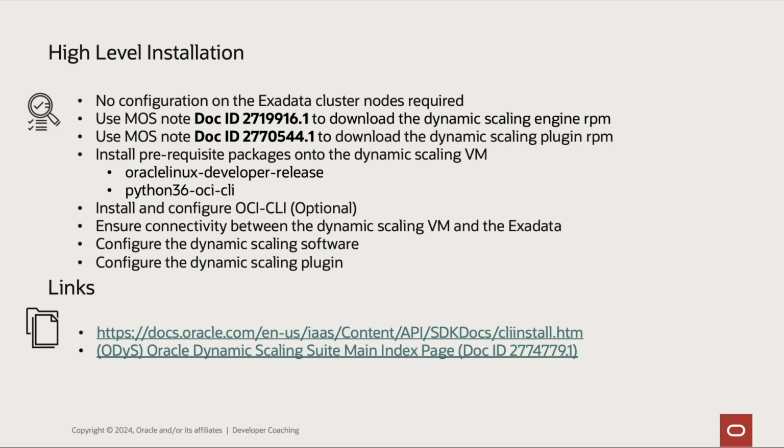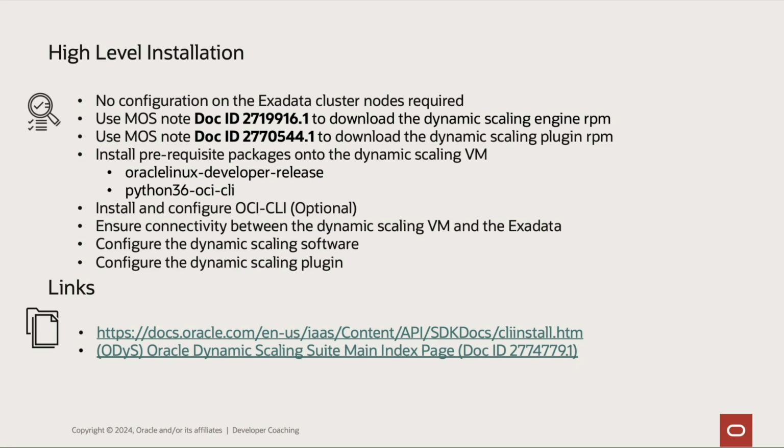If we take a look at the high-level installation of our demo, as we mentioned, the dynamic scaling engine can be configured directly on the Exadata compute nodes, but we're not doing this. So no configuration on the Exadata cluster nodes is required. We will use My Oracle Support note, doc ID 2719916.1, to download the dynamic scaling engine RPM. And we'll also use My Oracle Support note doc ID 2770544.1 to download the dynamic scaling plugin RPM.